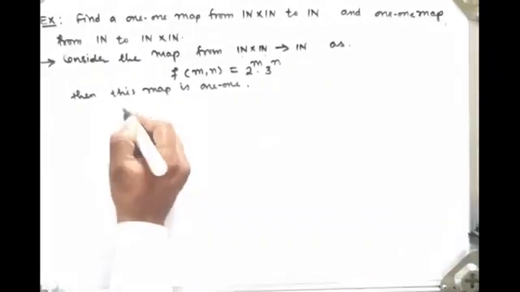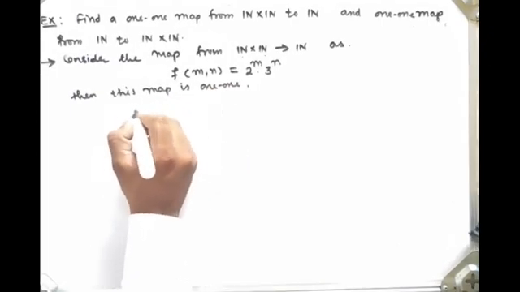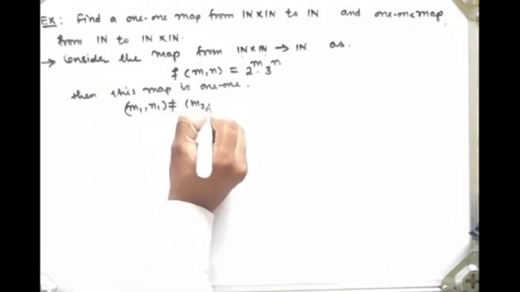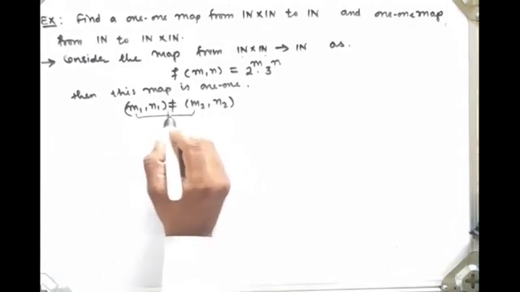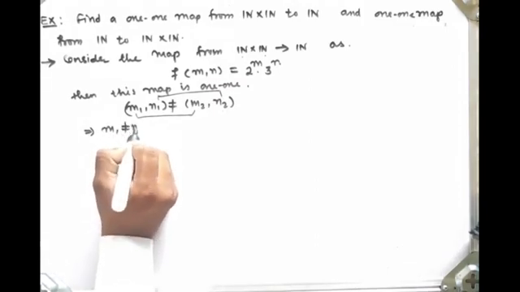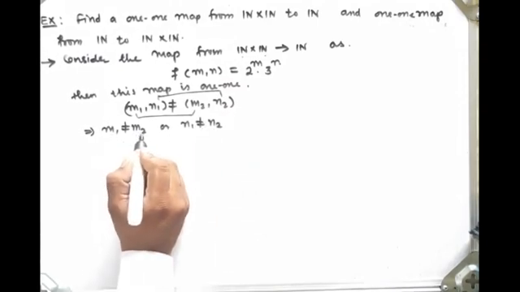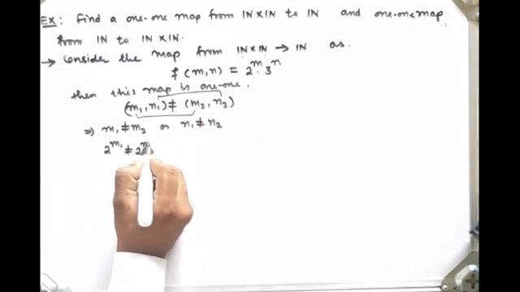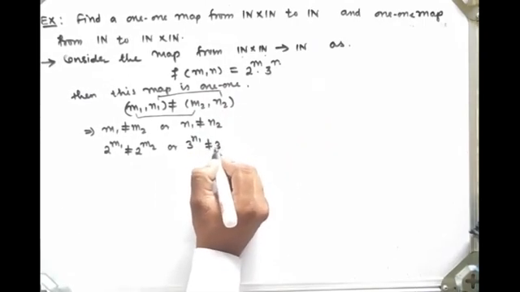Now let's suppose I have two ordered pairs. Suppose these two ordered pairs are not equal, meaning here (m1, n1) not equal to (m2, n2). So this ordered pair not equal means what? m1 not equal to m2 or n1 not equal to n2. So if m1 not equal to m2, then I will write 2 raised to m1 not equal to 2 raised to m2, or for n, 3 raised to n1 not equal to 3 raised to n2.